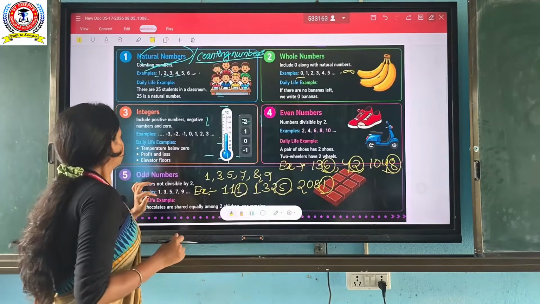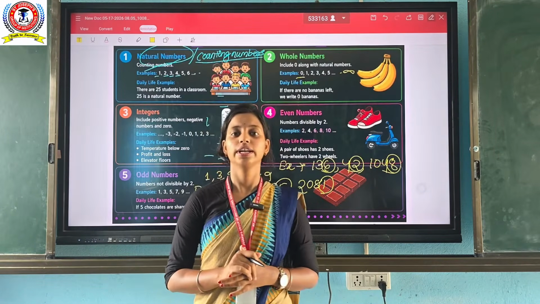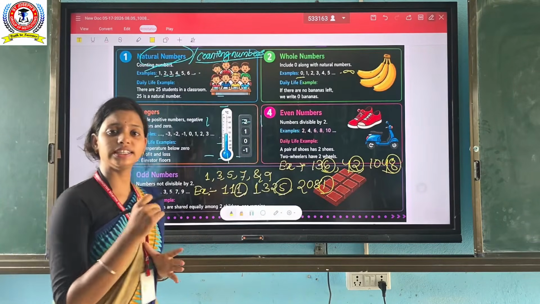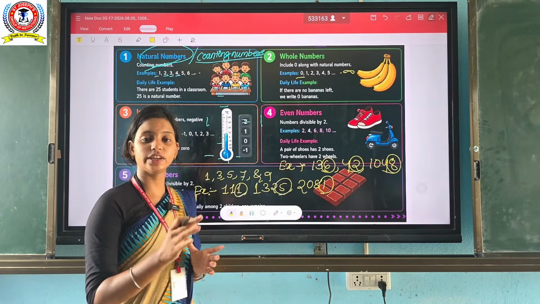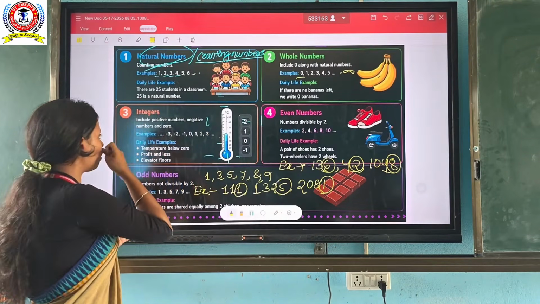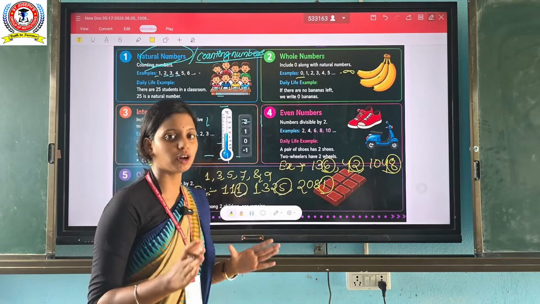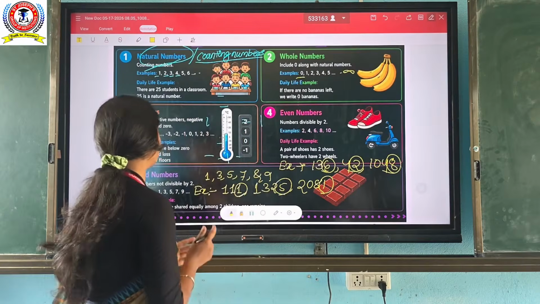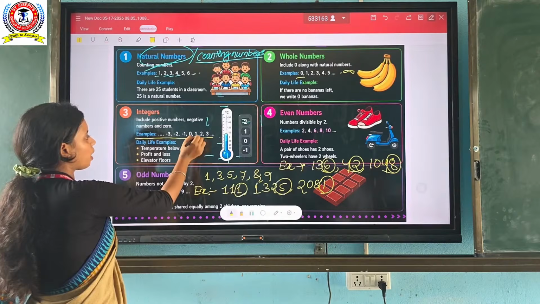integers. So class 7 student, in your part 2 book, there is a chapter named integers. Listen carefully. What are integers? Integers include all the positive numbers, 0 and all the negative numbers. The set of all positive numbers, all negative numbers and 0 is known as the integers. Let's see the example here: -3, -2, -1, 0, 1, 2, 3.